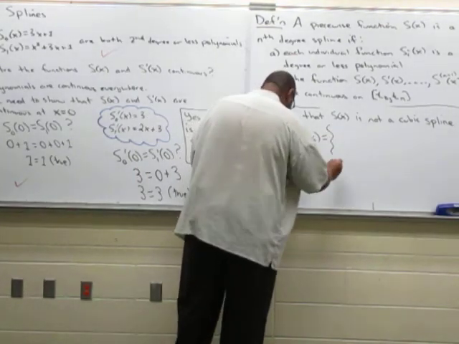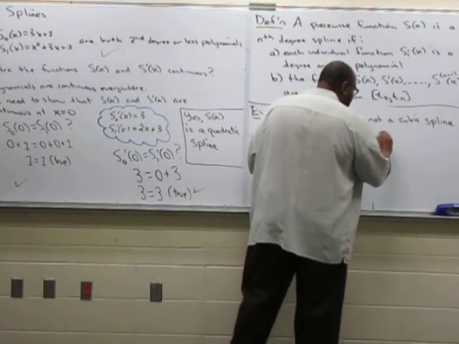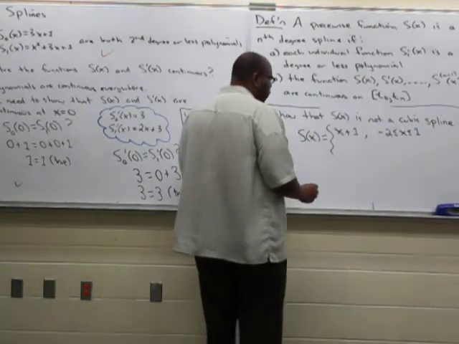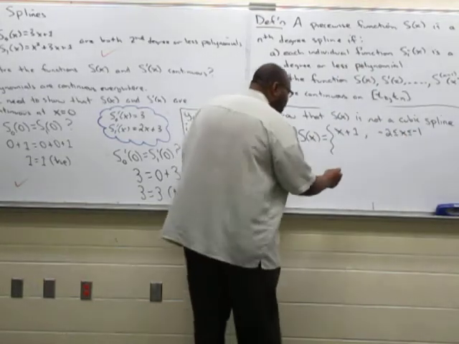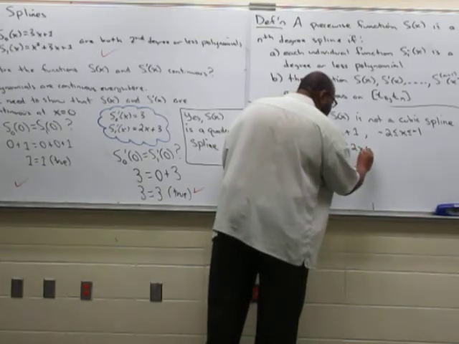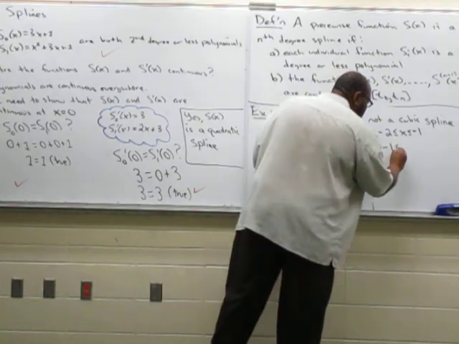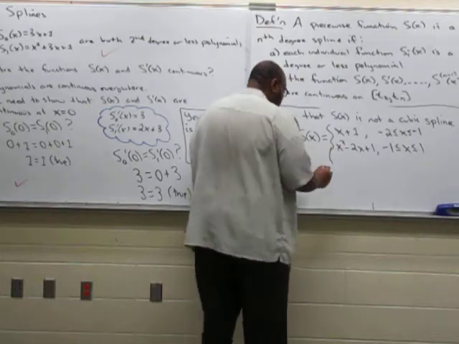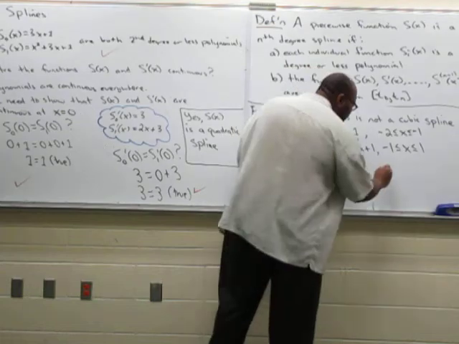S of x is equal to x plus 1, where x goes from -2 to -1. I have x cubed minus 2x plus 1. This function goes from -1 to 1. And I actually have one more part of this. So I have x minus 1, and this one goes from 1 to 2.